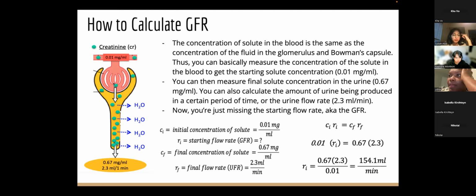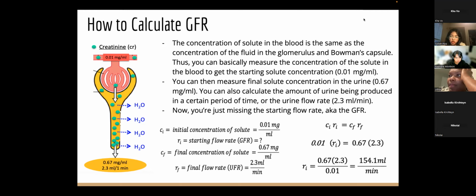But right now at the starting point, you're just going to have the same concentration of solute in the fluid. So you can maybe draw blood from someone and measure the concentration of whatever solute you're looking at. And so that's going to be your initial concentration of solute. So it's the 0.01 milligrams per milliliter. And then you're going to collect their urine, and you can use that urine to measure the final concentration of the solute. So in this case, it would be 0.67 milligrams per milliliter.